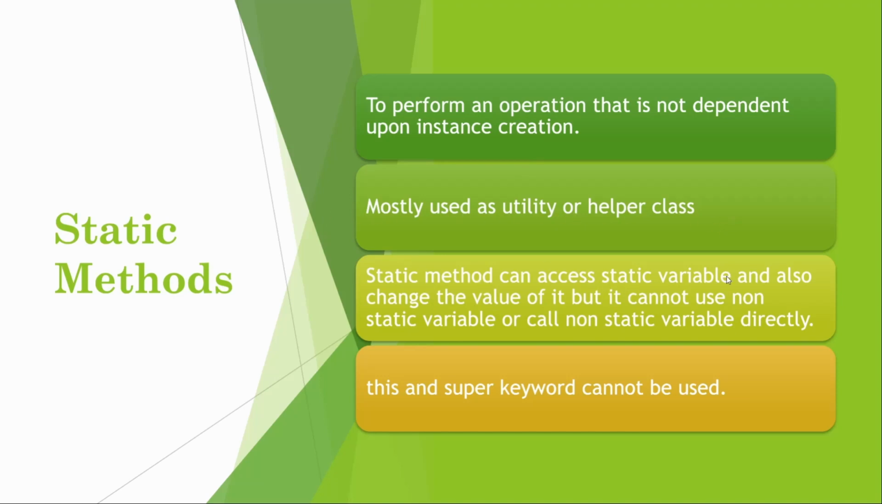Static method can access static variable and also change the value of it, but it cannot use non-static variable directly. Okay, this we have also seen in the previous tutorials. Inside static method, if you want to call another static method, that is fine. But if you're calling a non-static method inside a static method, it won't work. We saw last time in main method, we were trying to call a show method, which was a non-static method. So you have to make it static, or else the other way is create an object of the class and then use it. You cannot use it directly.